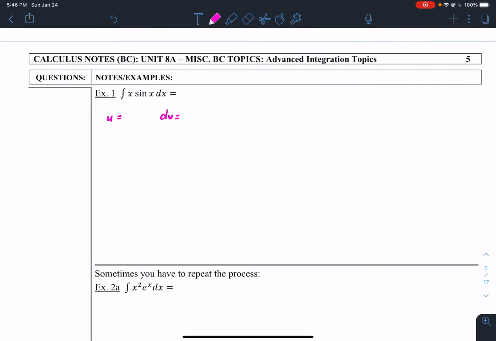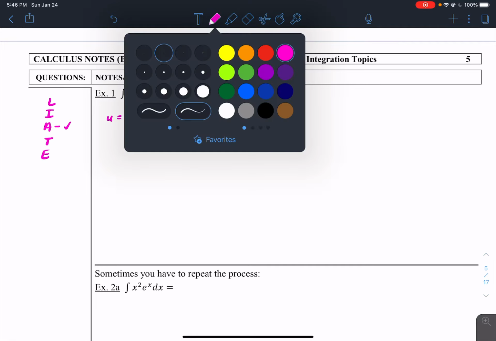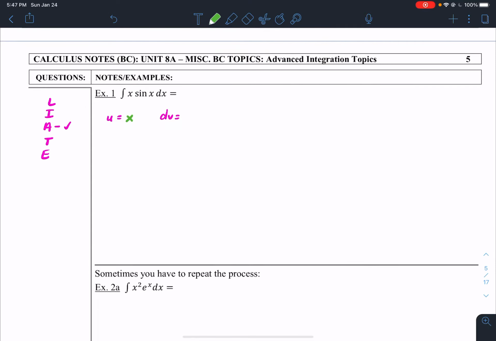Remember, that's my formula. My formula is the integral of u dv, right? So the u and dv are the things that I am given. And if LIATE is the word that I'm going to use here, algebra comes before trig. So I'm going to use the algebraic piece as my u. So if I define u as x, that means that this sine of x dx is going to be dv.